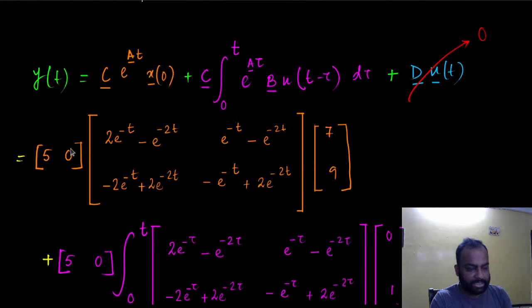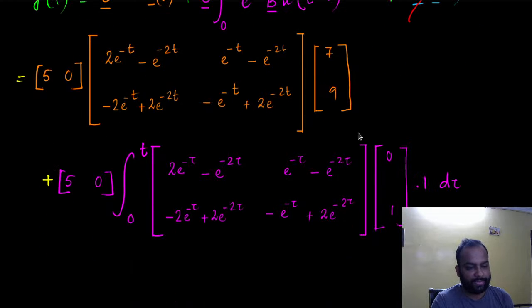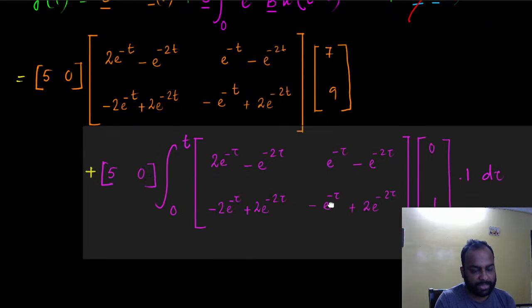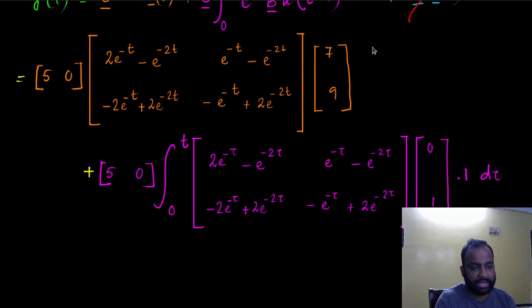This portion is the natural response portion, and this portion is the step response portion, the forced response in this particular example. So this is the step response, and this is the natural response, the response to the initial condition. This portion is the response to the initial condition, and this portion is the response to the input. You see that, right?